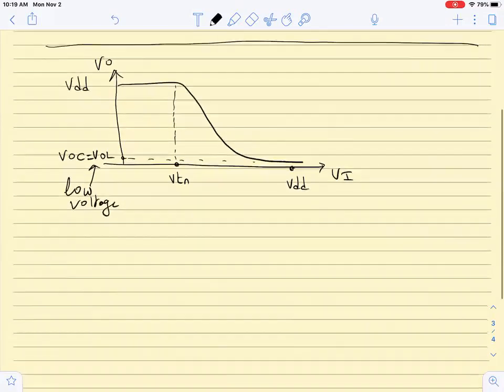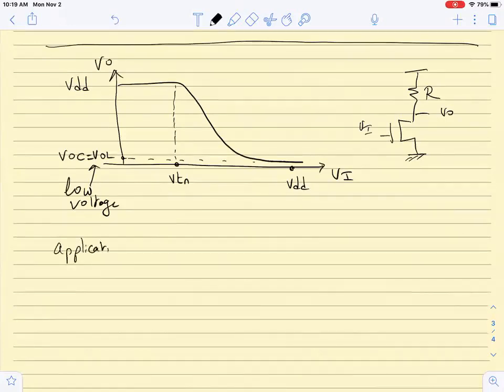So now I can think of this circuit and if I want to operate it as an inverter, okay, so I can have application number 1, which is to use this as an inverter.